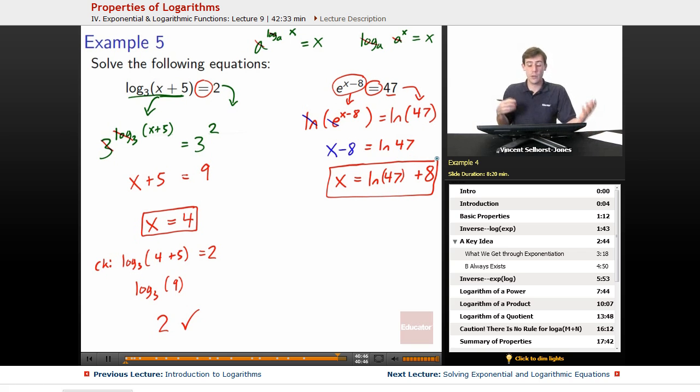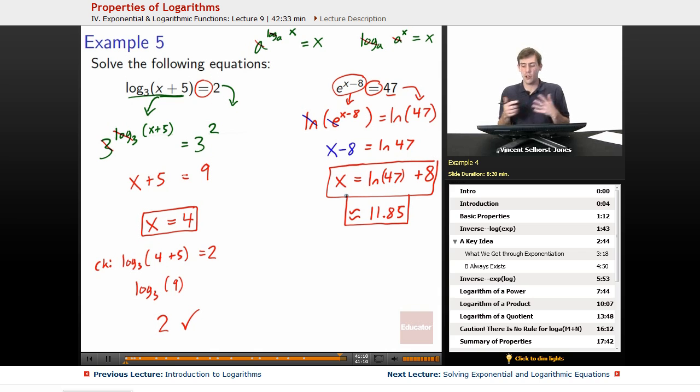Now, alternatively, we could also figure out what this is as a decimal approximation. So if we punch natural log 47 into our calculator, and then add 8 to it, we'd get approximately 11.85. So that would also be approximately 11.85. It is precisely natural log 47 plus 8, but natural log 47 winds up coming out to something with a lot of decimals.